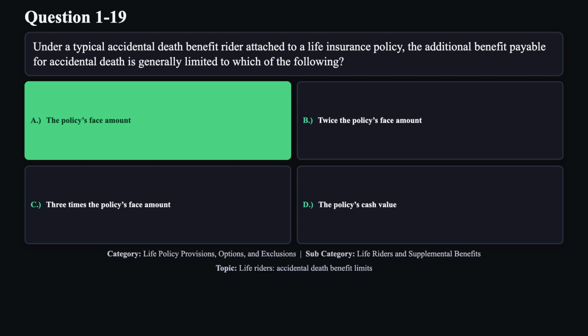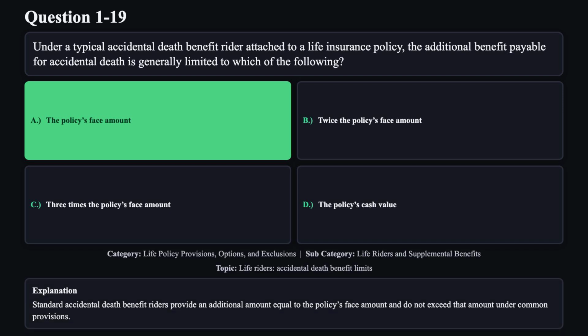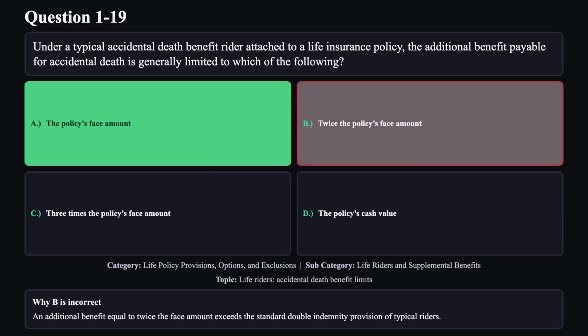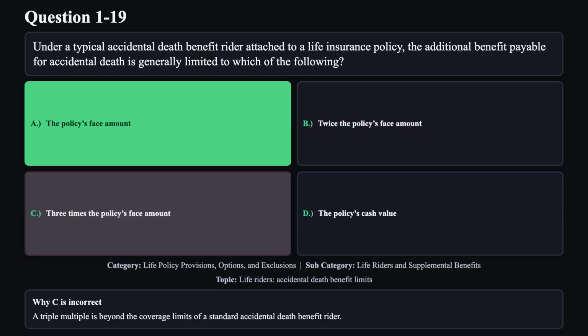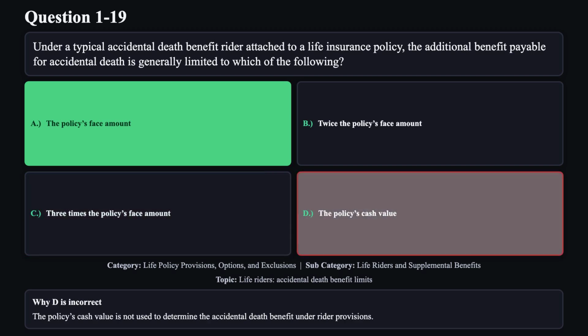The correct answer is A. Standard accidental death benefit riders provide an additional amount equal to the policy's face amount and do not exceed that amount under common provisions. Reason B is not correct. An additional benefit equal to twice the face amount exceeds the standard double indemnity provision of typical riders. Reason C is not correct. A triple multiple is beyond the coverage limits of a standard accidental death benefit rider. Reason D is not correct. The policy's cash value is not used to determine the accidental death benefit under rider provisions.